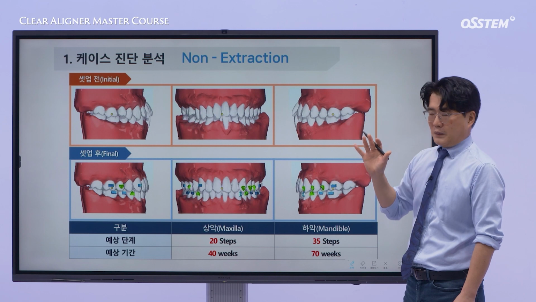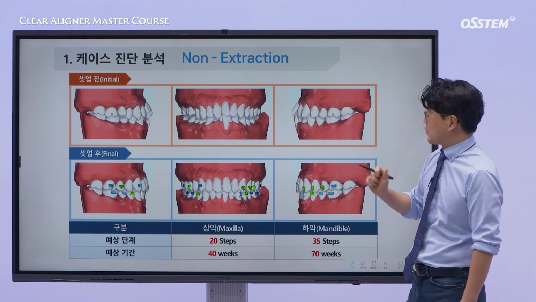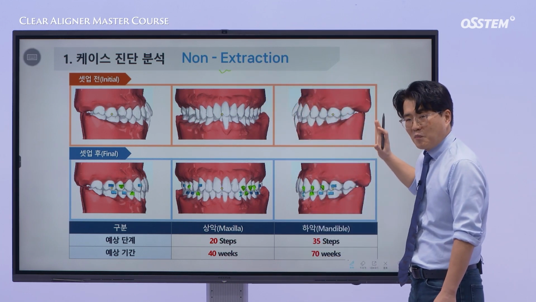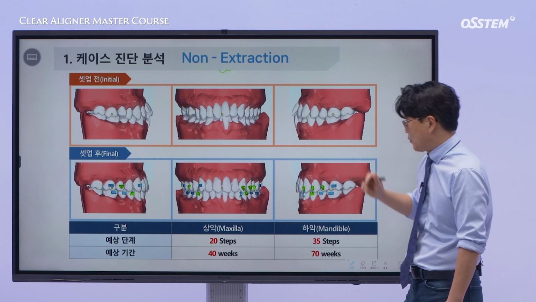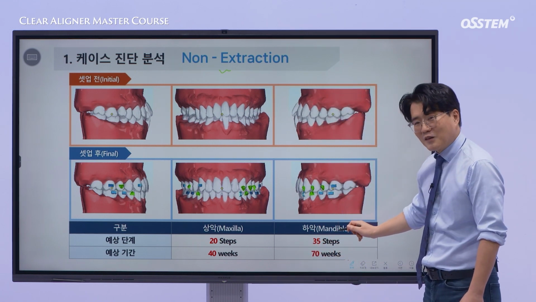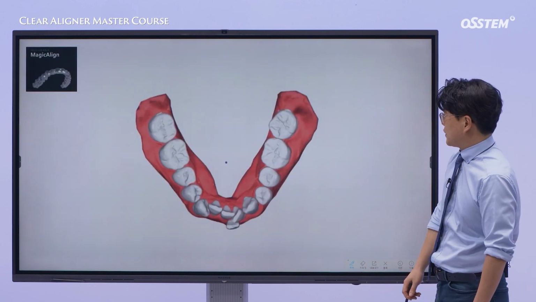So we requested 2 treatment plans from Magic Align. First, a non-extraction treatment plan. Second, a treatment plan with extraction of tooth number 31. Now, if you take a look, in my opinion, this may not be sufficient and may require more steps, yet it resulted in a total of 35 steps.